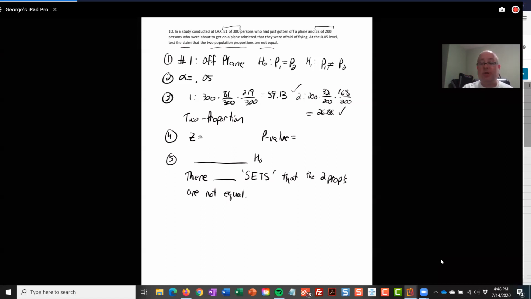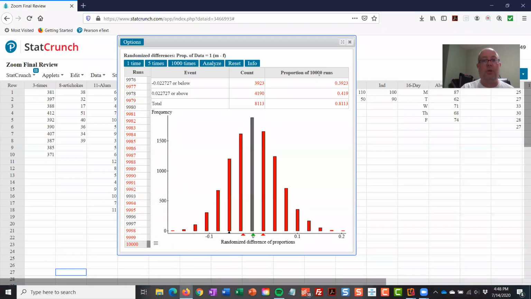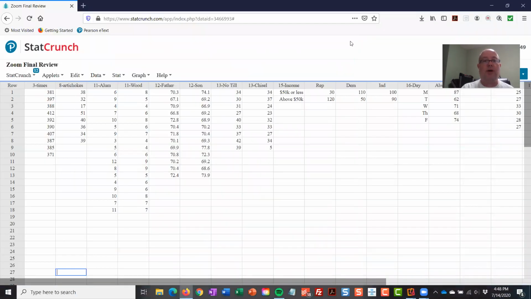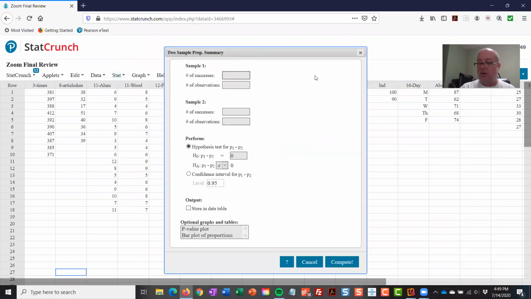All right, let's go to StatCrunch and run through this. Again, I need to know these two samples, 81 out of 300, 32 out of 200. Clean up from the last problem. This is under stat, proportion stats, two sample with summary. For the people getting off of the plane, 81 out of 300. For the people getting on the plane, 32 out of 200.